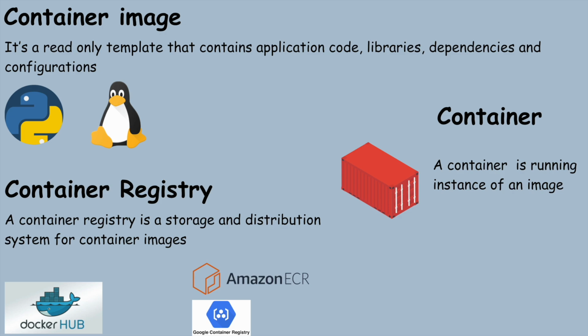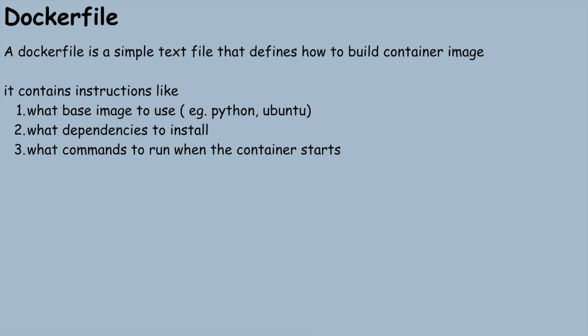Next, container registry. Now, where do we store images? In a container registry, right? Docker Hub is a public repository. Private ones include Amazon ECR, Google Container Registry, Azure Container Registry. Registries act like a library of container images that you can pull and run anywhere. Dockerfile. A Dockerfile is a simple text file that defines how to build container images. It contains instructions like what base image to use, for example Python or Ubuntu, what dependencies to install, and what command to run when the container starts.